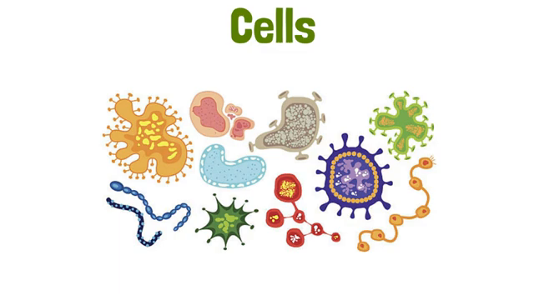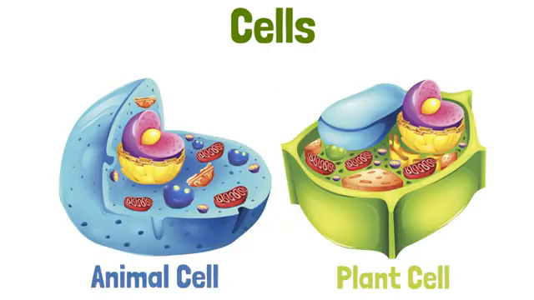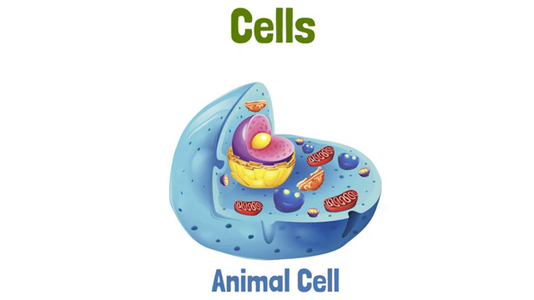All living things are made of cells. Most cells are so tiny that you cannot see them without a microscope. In this lesson, I'm going to show you the different parts or organelles of both animal and plant cells. Let's start with the animal cell.